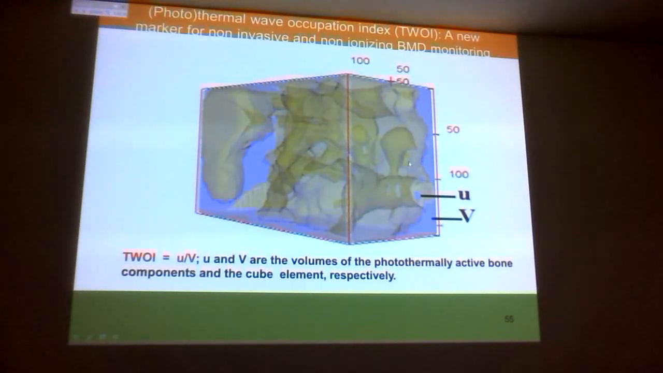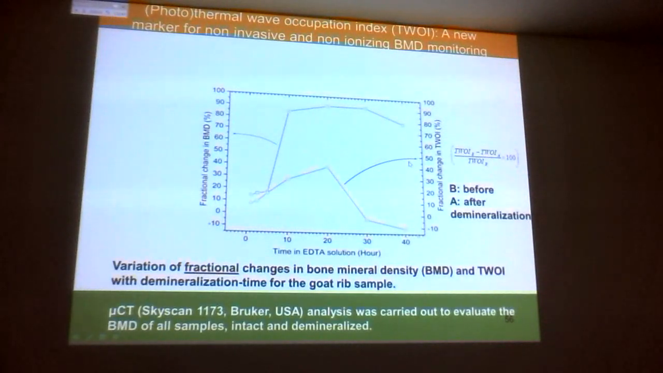And the other thing that we can do with this is we introduce this photothermal wave occupation index, which basically gives you a ratio of U over V, where U and V are the volumes of the active bone components and the cube element. You have a cube here, so the value of the signal that you get is related to the total amount of thermal wave signal that is generated within a certain volume, and that allows you to look at the fractional change in the bone mass density. We did that independently.